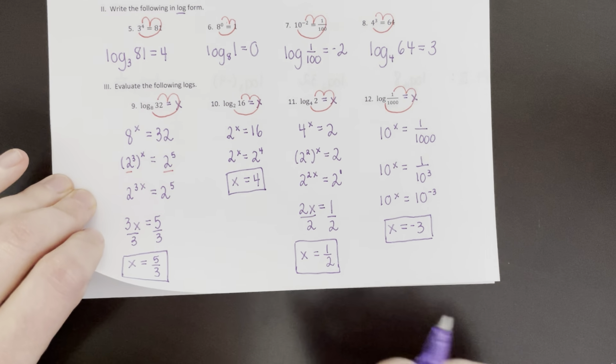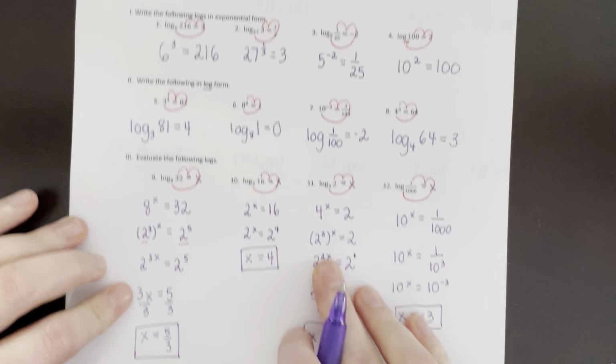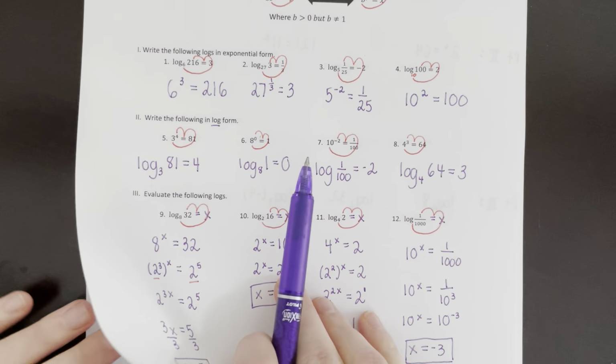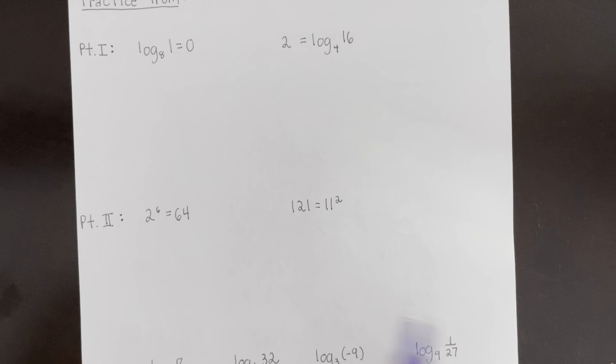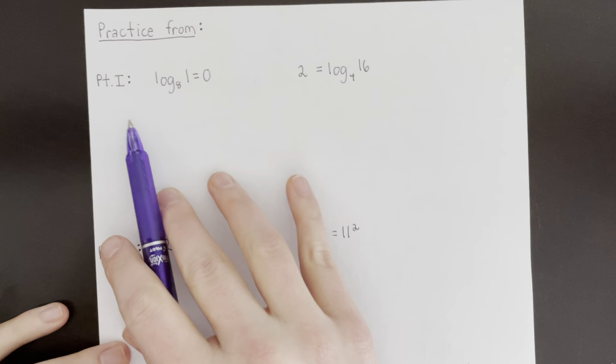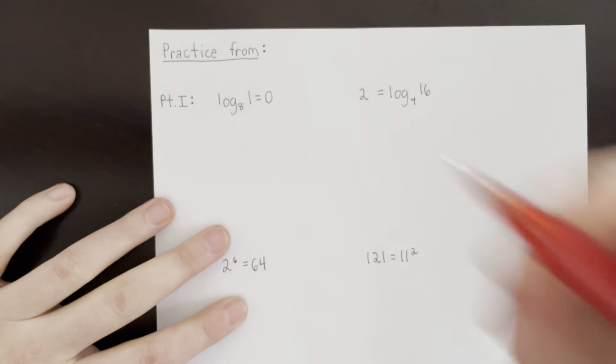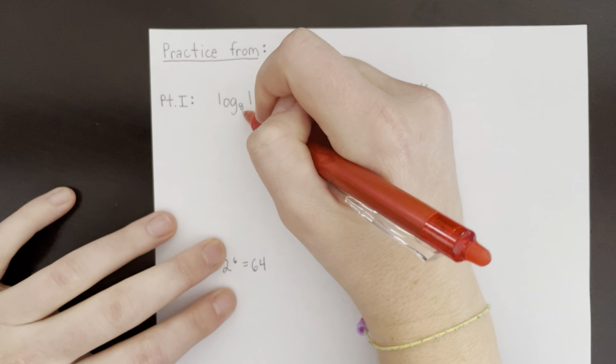All right, so let's flip to the back and practice a couple more. So what I have on the back is more practice of part 1, more practice of part 2, and more practice of part 3. Alrighty, so practice from part 1. So part 1 was when we went from log to exponent. So let's practice that real quick, and I'm going to show you why.